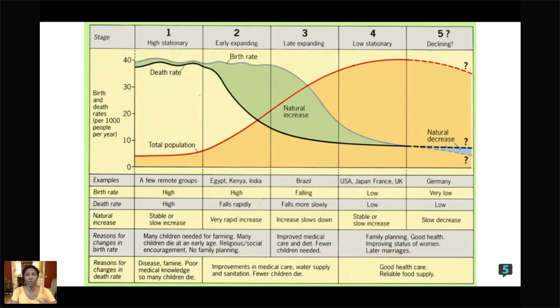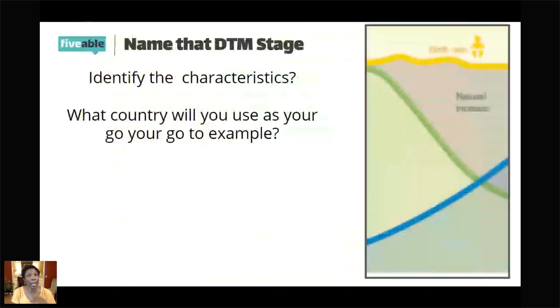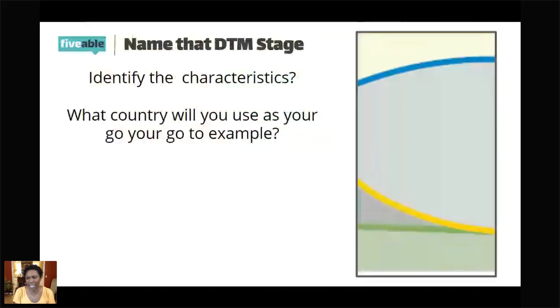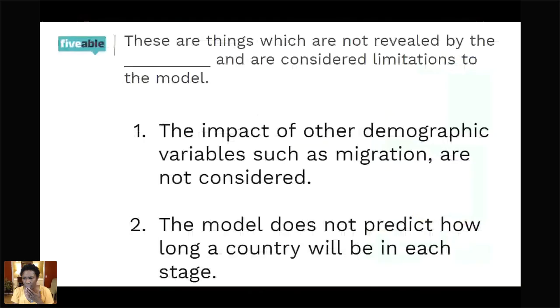Whenever you're looking at it, take a look at it and at the DTM at the same time, and make sure you understand the reason why people are dying in each and living longer in each of those stages. Does that make sense? Could you give me a thumbs up if that makes sense?